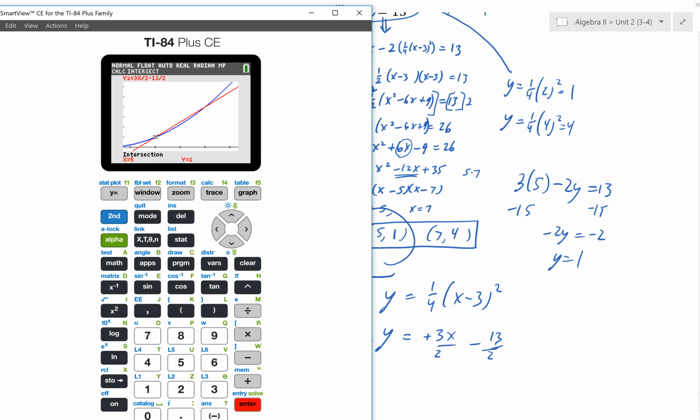And now let's go through the steps again. For the second intersection, I'll go second calc. What am I looking for? An intersection, so that's option 5. And then first curve, enter, second curve, enter, and then guess. Now I'm going to move the cursor until it's close to the other intersection.